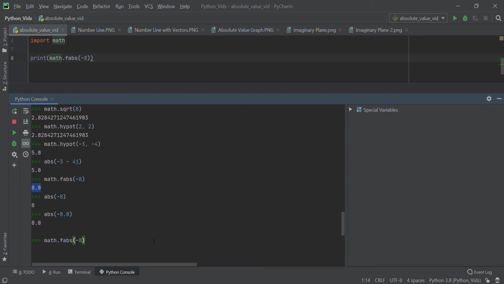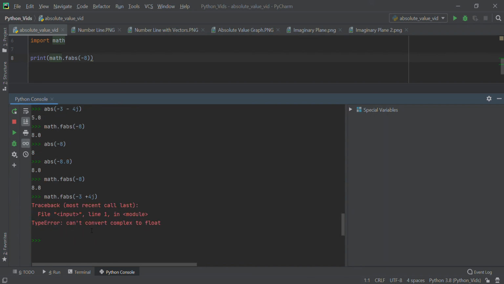Math.fabs is going to give you the float of the absolute value, right? 8.0, even if you fed it that integer. Of course, one other difference is that math.fabs is not going to give you complex numbers, like 3 plus 4j or something. It's going to say can't convert complex to float. It won't do it. There actually isn't a cmath equivalent of fabs. Just use abs and you'll be fine with the complex numbers.